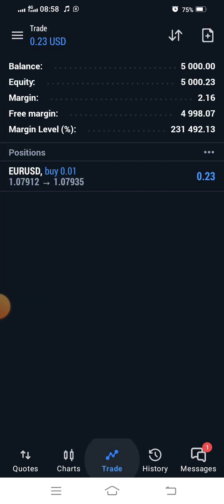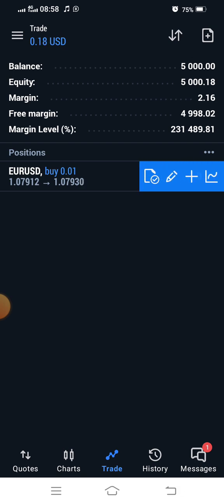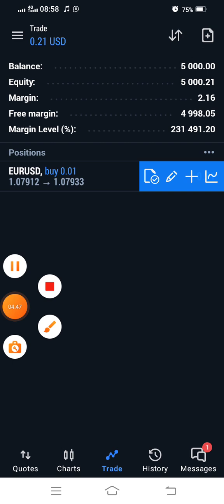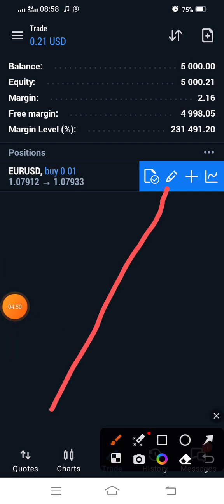1.07947. So how do I trace that? I just come here, I swipe right. I swiped right and I come to this button here to edit my trade. So I tap on it.